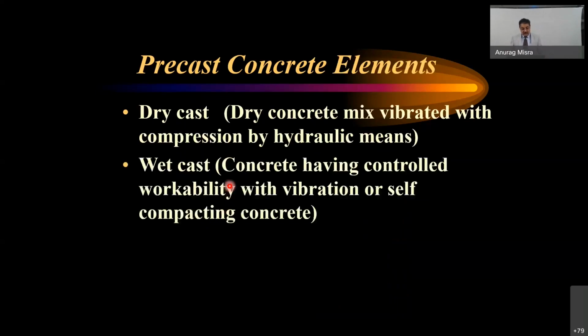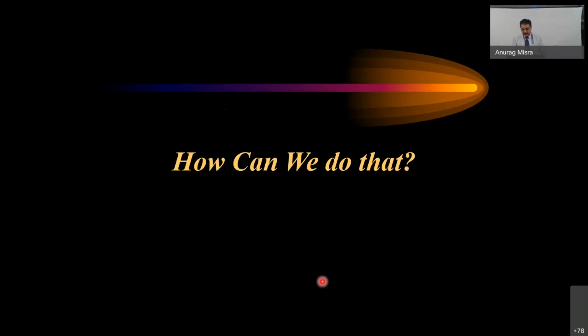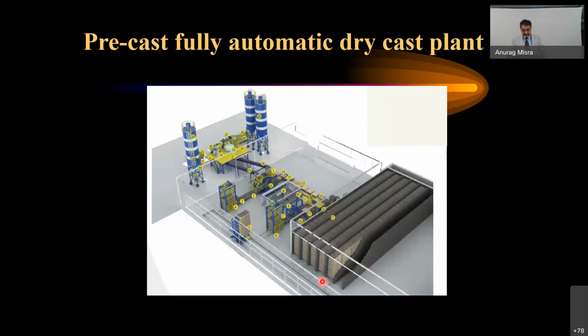So in precast concrete, there are two types of things we are using these days in the field. One is dry cast, which is normally used for making some precast elements. We'll just quickly go through them. And wet cast is being used for casting bigger elements as well. So how do we do that? This is a typical layout of the dry cast plant.